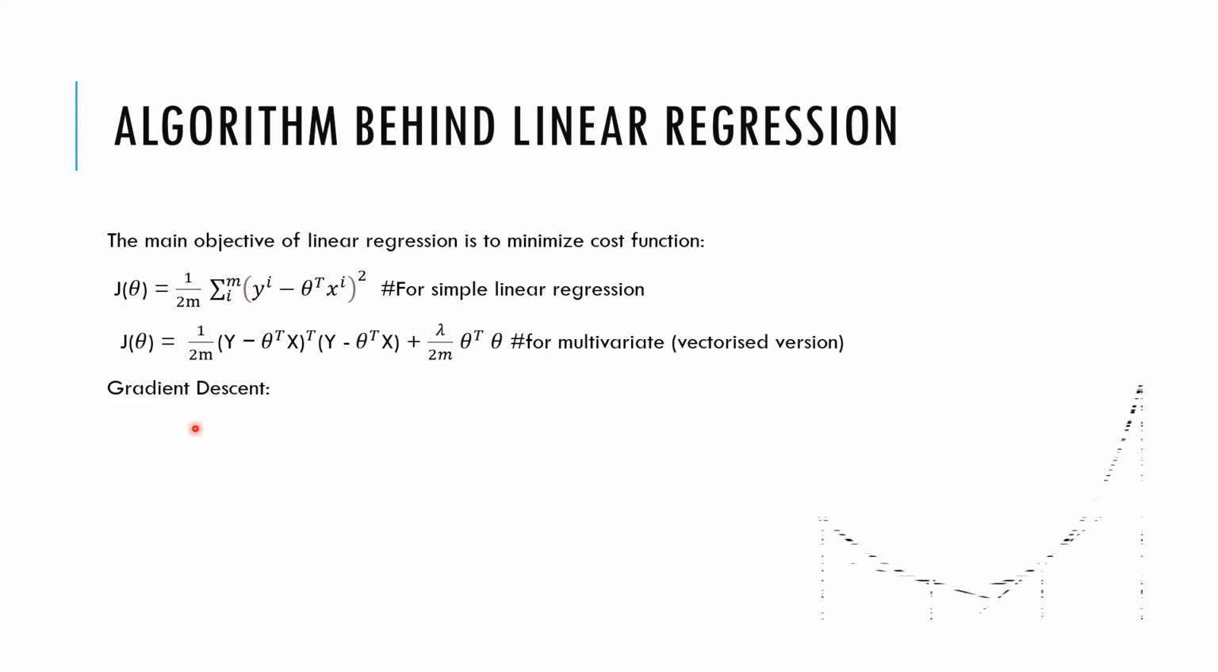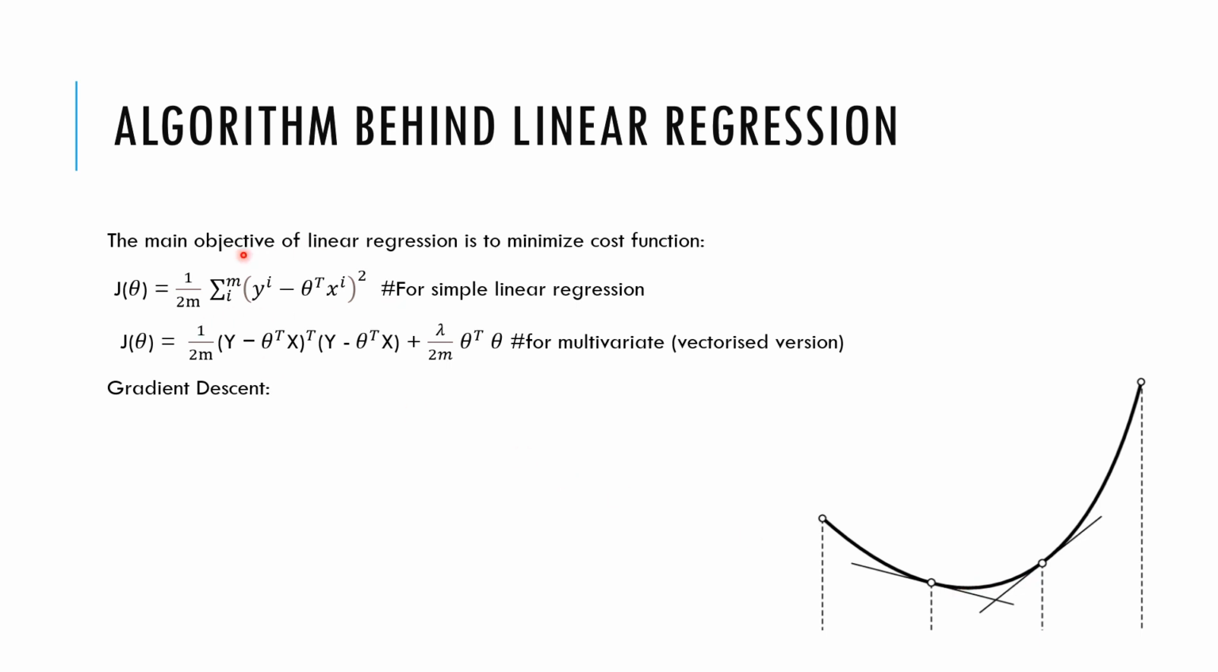Now gradient descent. What is gradient descent? I'll explain gradient descent in a very brief way. Let's say this is our function, and we want to reach the global minima, right? We want to minimize the cost, so we want to reach the global minimum. This is the global minima here. This is the minima we want to reach.